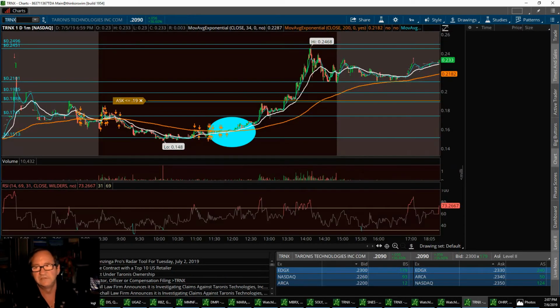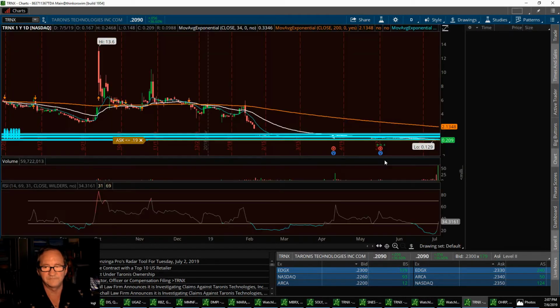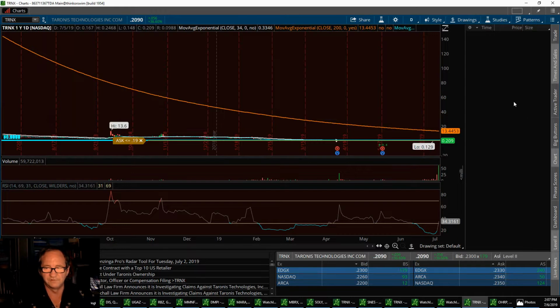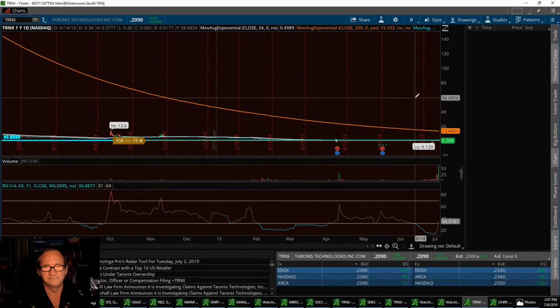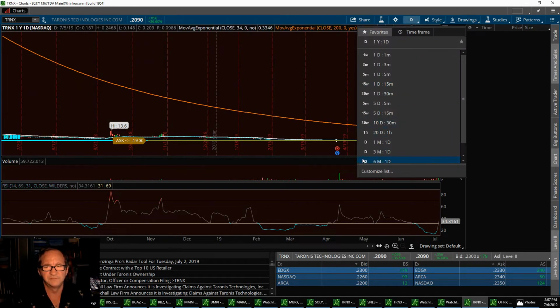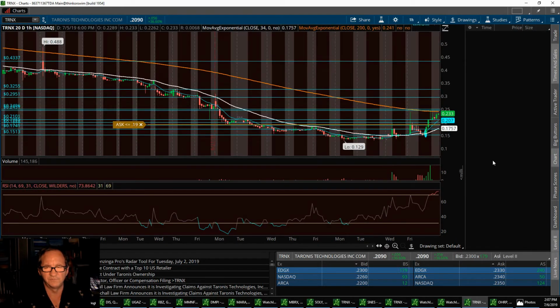TRNX. Now, the first thing I'm going to do is pull up the yearly chart. And I'm looking at them, and I'm watching the level 2, and I'm watching the time and sales, seeing how big the blocks are coming in. The yearly chart doesn't tell me much, so this is a stock that I've been watching for over 2 years, and I think it's way oversold, and it's probably worth more than it's actually worth right now.